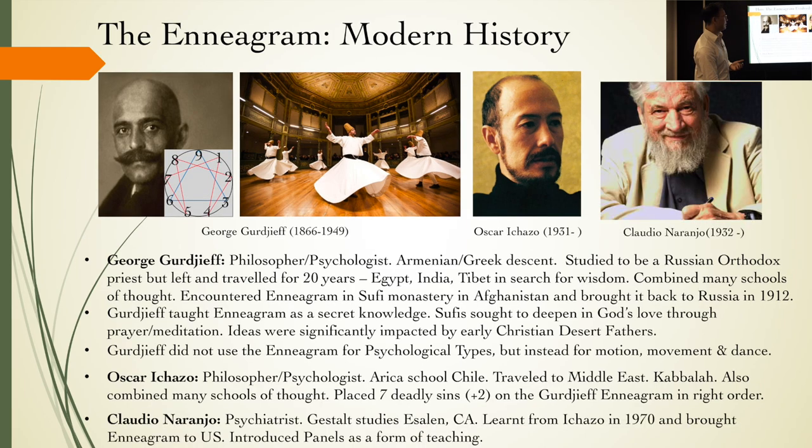So the next character is Claudio Naranjo, born 1932. He's still alive today. He's a psychiatrist, also of Chilean origin. He was studying Gestalt studies at Esalen in California. And in 1970, his son died in Chile. He went over to Chile. At that point in time, he coincidentally popped into Oscar Ichazo's school. He learned the Enneagram from him, and he brought it back to the U.S.